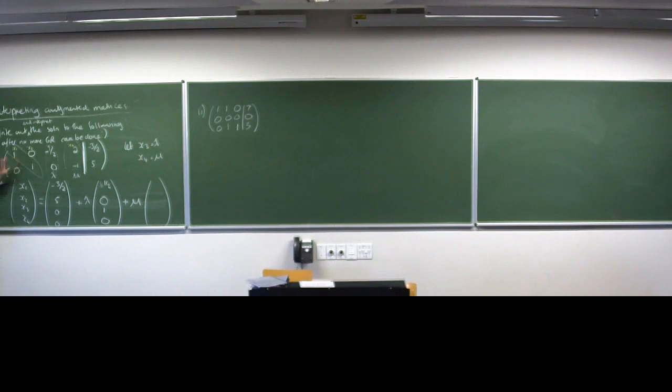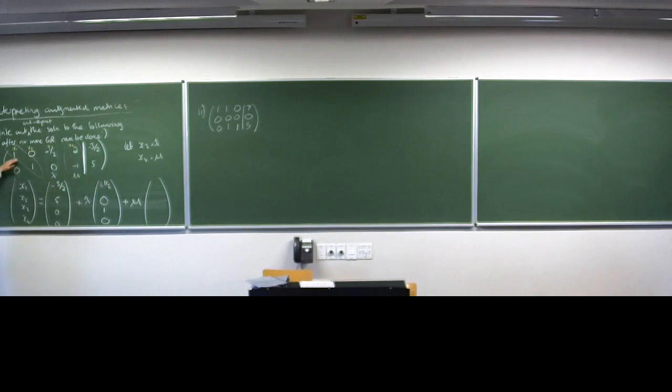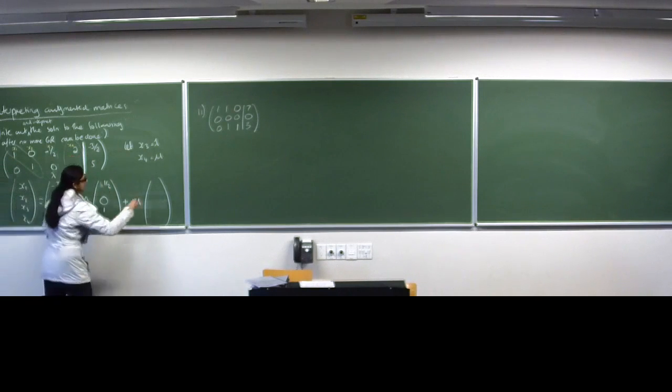So x1, let's look at it this way. x1 plus 0x2 minus a half x3 plus x4 is equal to minus 3 over 2. Yes? So if we're saying, what is x1? We're taking everything over to that side, past the equal sign. When you take it past the equal sign, it goes to negative, right? So this is going to be x1 equal to minus 3 over 2 plus a half lambda minus 2 mu.